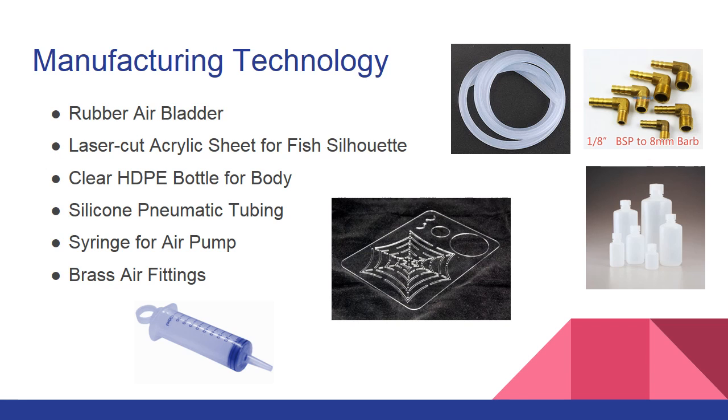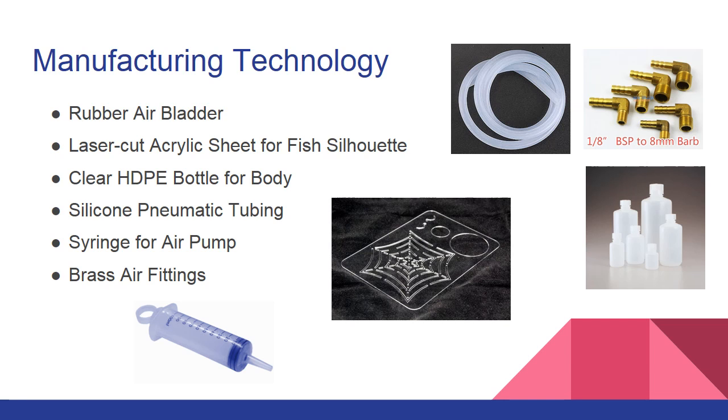The manufacturing of the device will require more assembly than outright manufacture, as most parts can be sourced complete. Brass 1/8 inch air fittings will be used with the silicone tubing in order to connect the syringe to the bladder within the fish model. To control bladder air volume, a syringe will be mounted to a wooden control board.